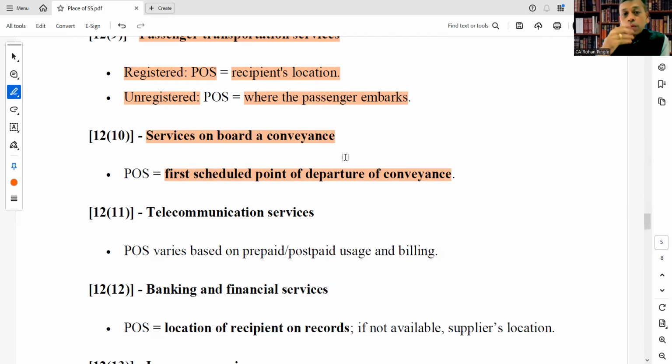In case of goods on board of a conveyance, wherever goods are taken on board will be the place of supply in that case. And here, the first scheduled point of departure of the conveyance will be the place of supply.